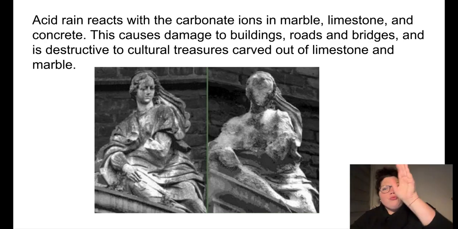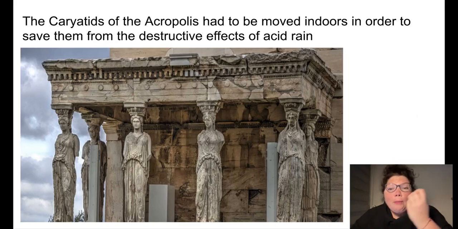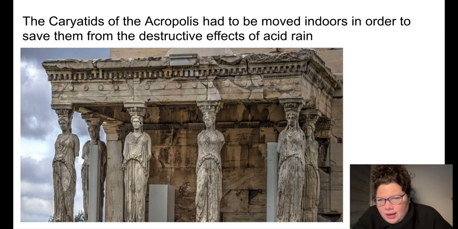This acid rain would rain down and cause a lot of damage to these buildings, roads, bridges, sculptures, and these very cultural treasures because of how low that pH is and how that acid is reacting with that carbonate ion. This is another example. This is part of the Acropolis in Greece. A lot of people go to these and they're like, wow, the detail of these women is absolutely exquisite. And then they realize, any of you studying art history, that the real ones were actually moved indoors. And that is because of the acid rain.